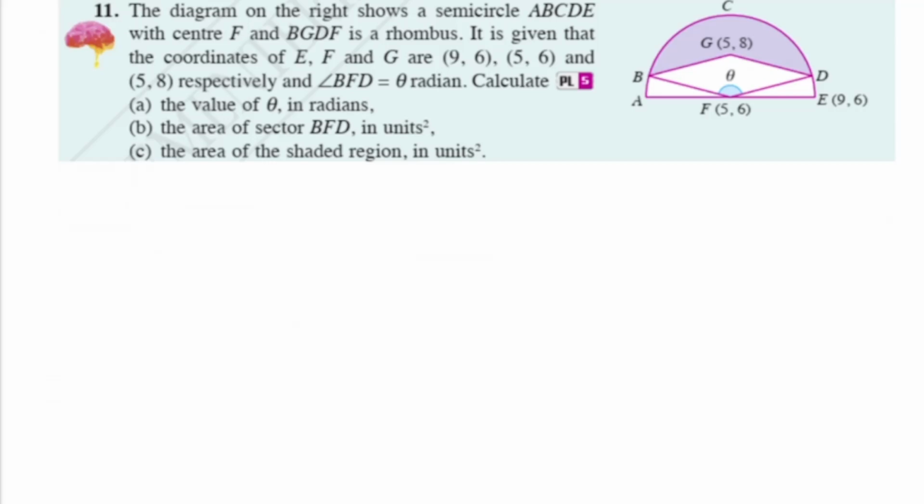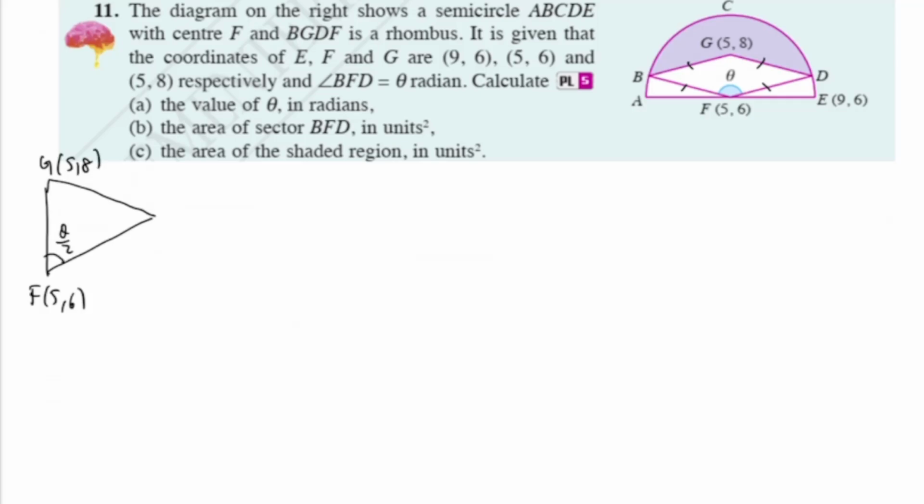If this is a rhombus, we know all these lengths must be equal. The coordinates are all given, so you're supposed to find the value of theta. To find theta, we need a right angle triangle. So I'm going to take this rhombus and split it into two like this. Just draw bigger for you to see. This is F (5, 6), this is G (5, 8), and this will be theta over 2.